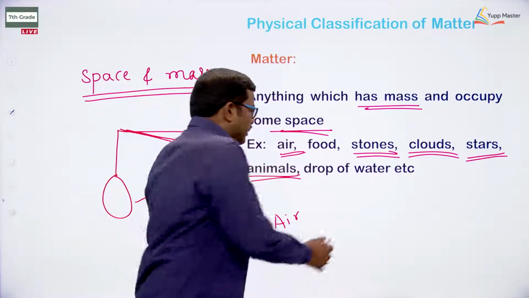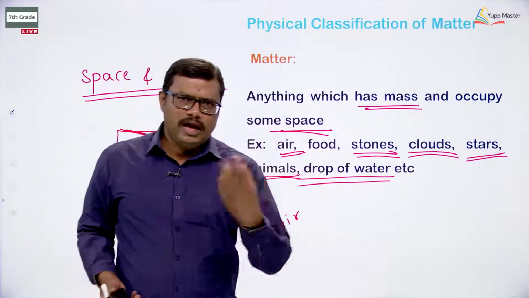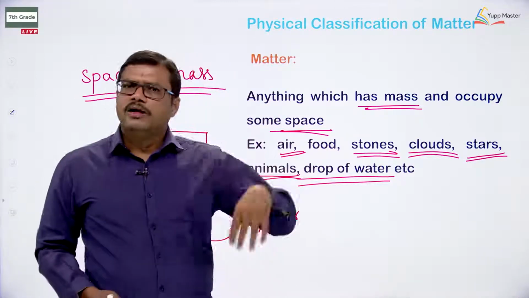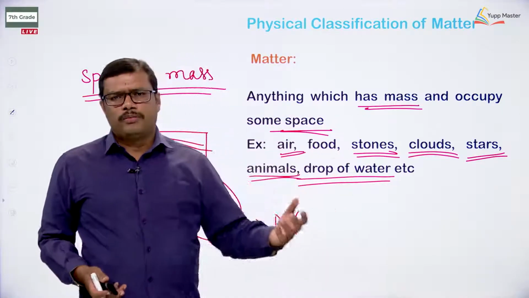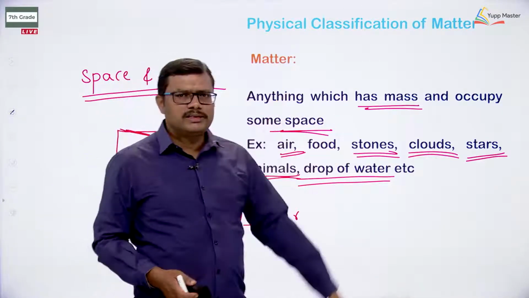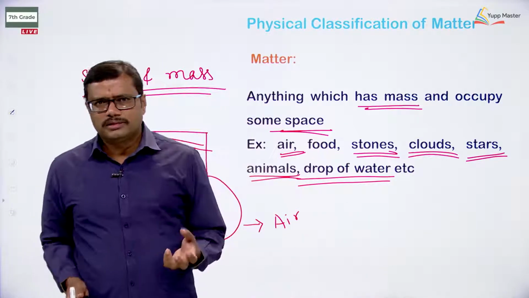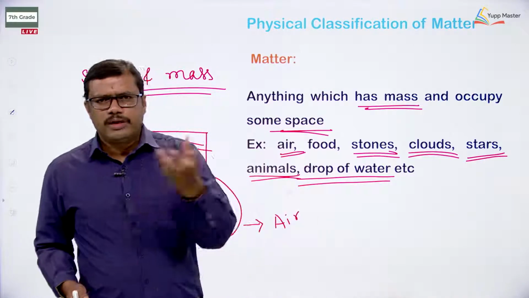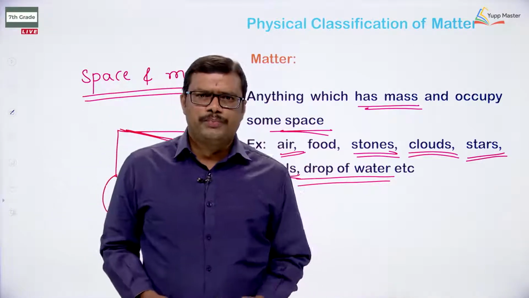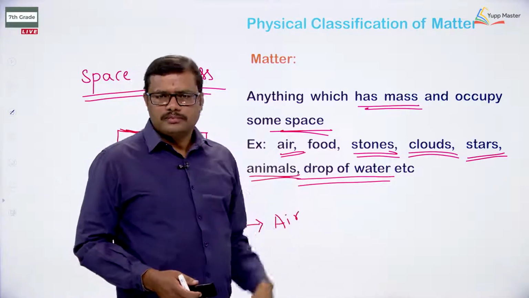A drop of water, for example. If I am taking a glass of water, water will have a weight. If I take 2 glasses of water, weight will be more. If I am going to take 3 glasses of water, weight will be still more. So, as the amount of water increases, weight is also increasing. So, water is going to have some mass and it is going to occupy some space. It is going to occupy the space of the glass in which it is stored. So, water can be considered as matter.